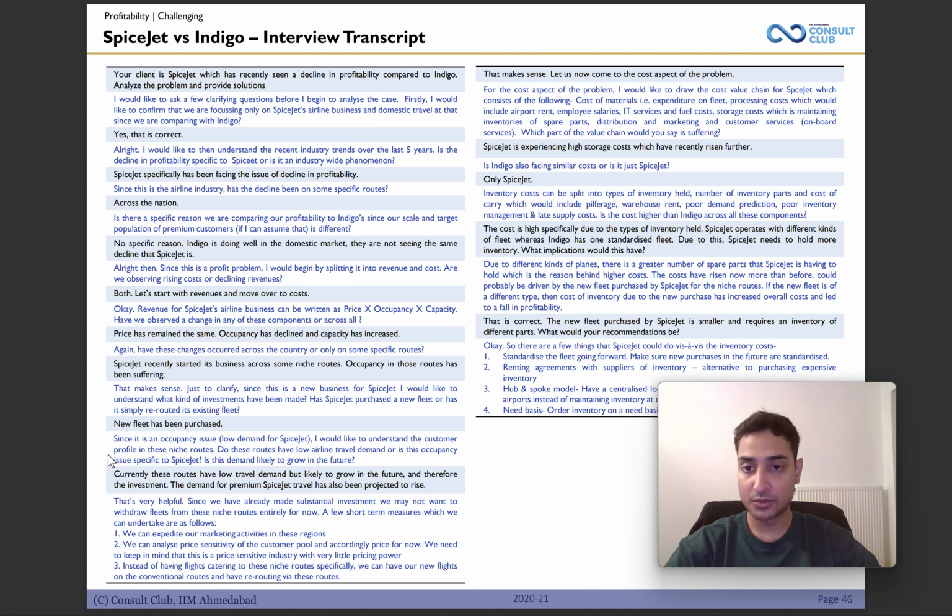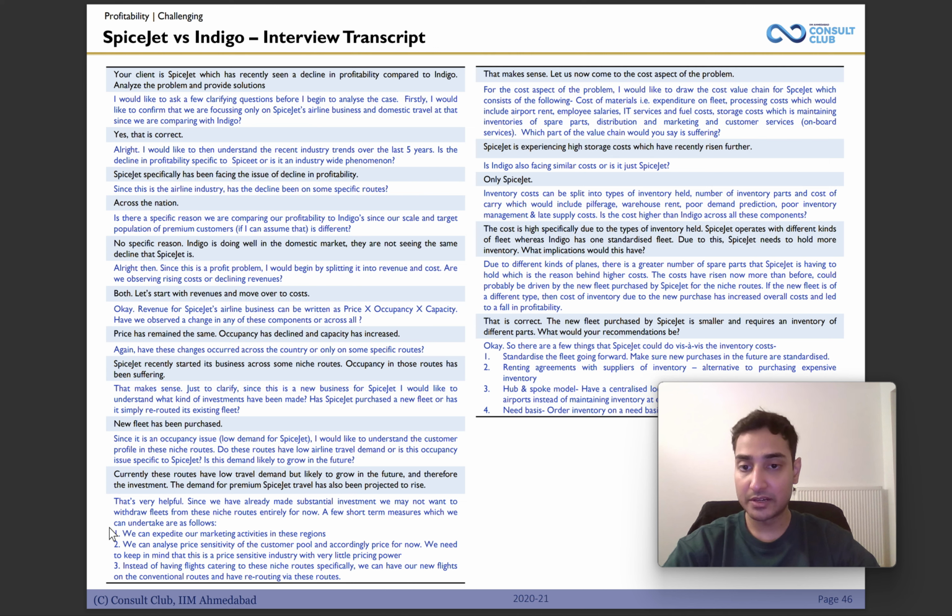Since it's an occupancy issue, low demand for SpiceJet, I would like to understand the customer profile in these niche routes. Do these routes have low airline travel demand, or is the occupancy issue specific to SpiceJet? And is the demand likely to grow in the future? Currently, these routes have low travel demand, but it is likely to grow in the future, and therefore the demand for premium SpiceJet travel has also been projected to rise.